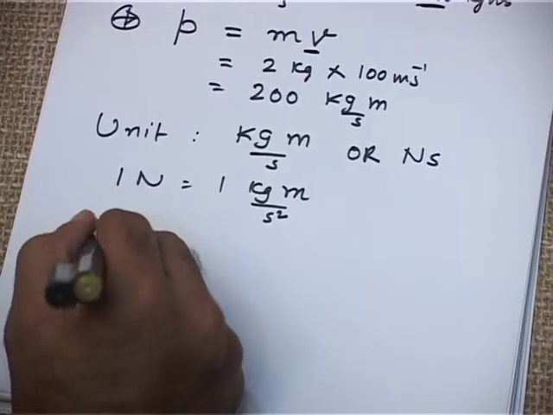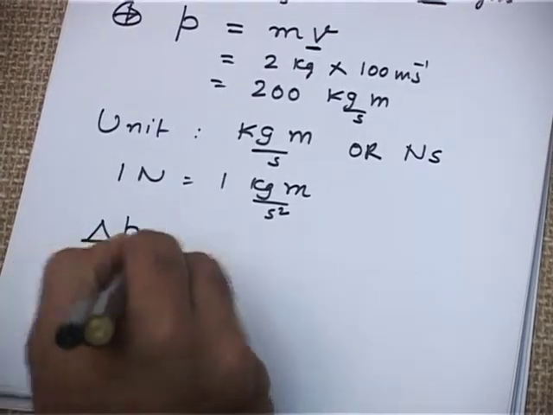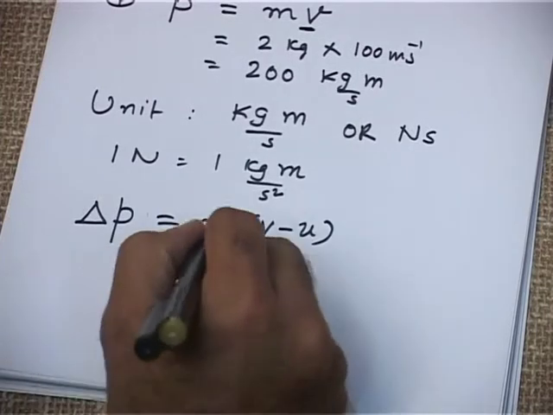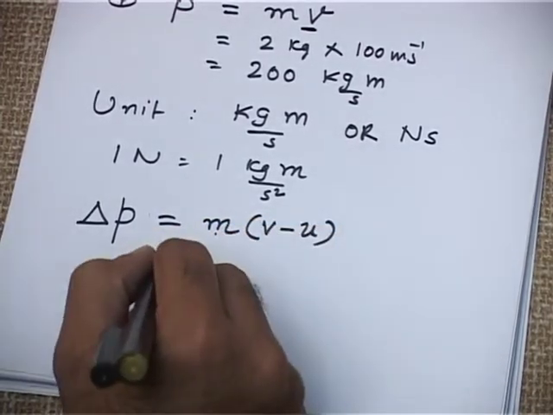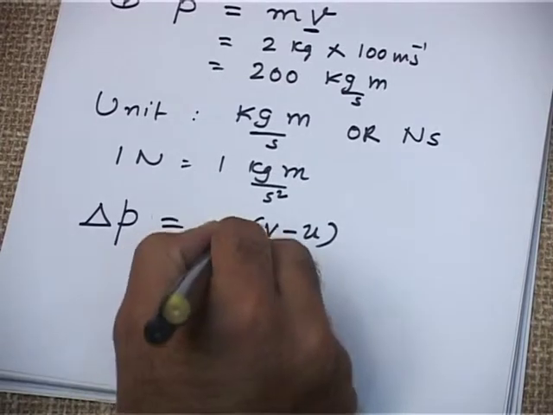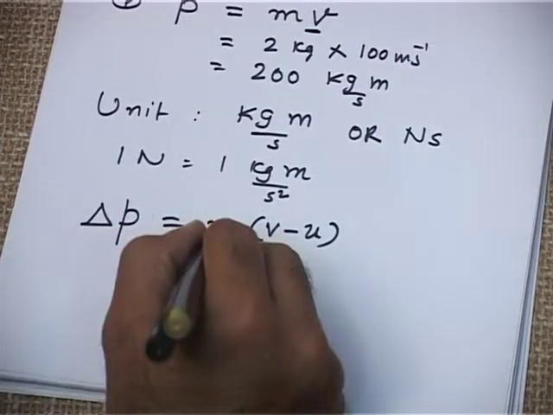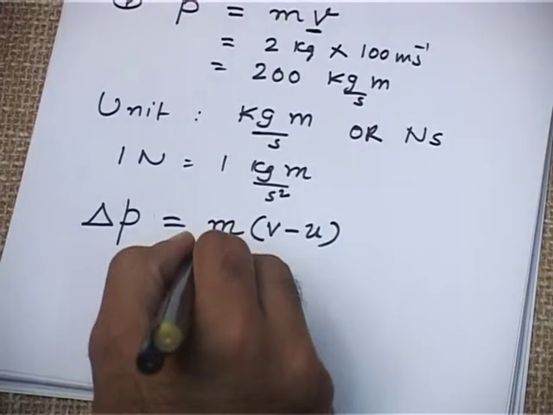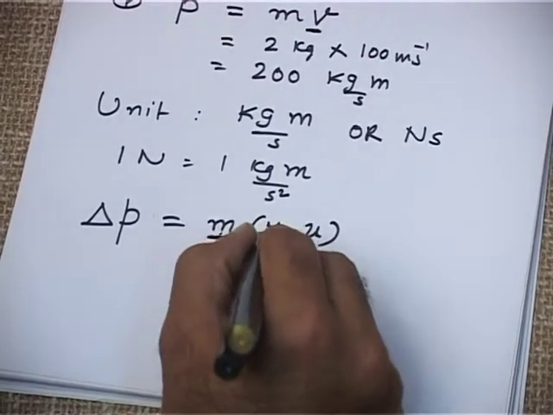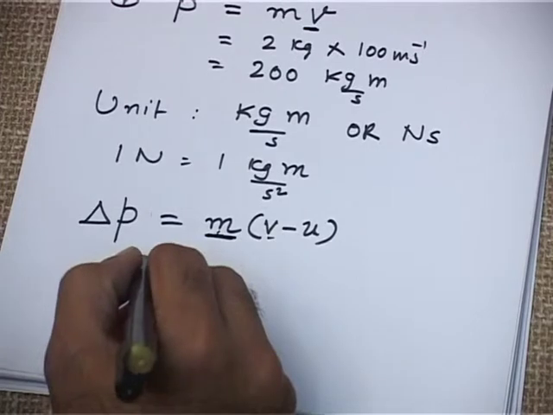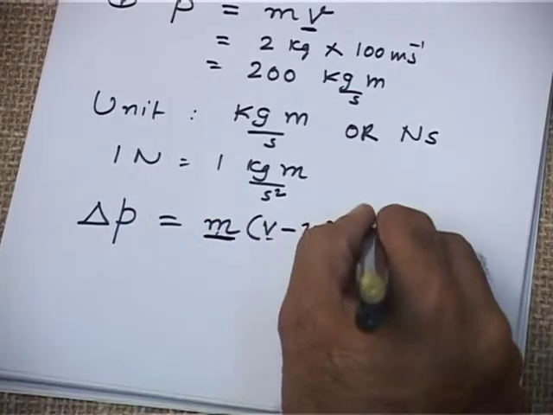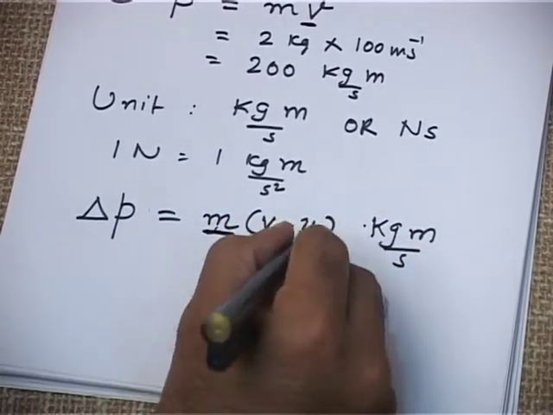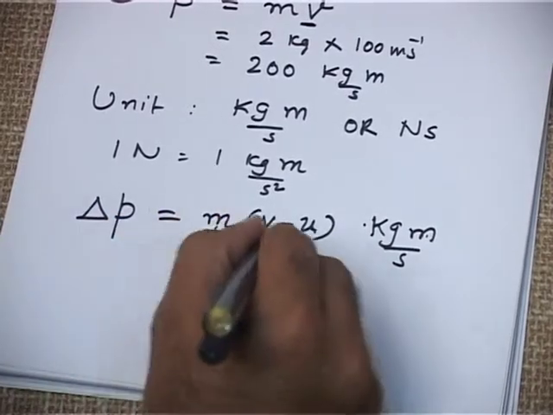Let us look at change in momentum, delta P. Delta stands for change. Change in momentum is given by the formula m into (v minus u): mass of the body into change in velocity. This is assuming that the mass of the body does not change. And we know that the mass of a body remains constant for velocities which are not anywhere close to the velocity of light. So mass practically remains constant, and the change in momentum can happen only because of change in velocity. So delta P is m into (v minus u), and the unit turns out to be again kg meter per second, because mass is in kg and change in velocity is meter per second.